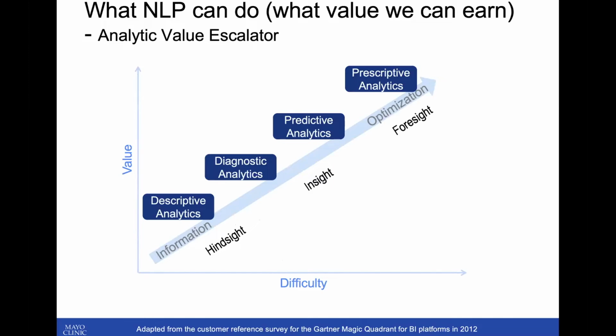Then what can NLP do and what value can we earn from it? We can answer this question by looking at the different types of analytics. This is the analytic value escalator. It's an old picture, but still good for understanding the different types of analytics. Here the x-axis is the difficulty, and the y-axis is the value.